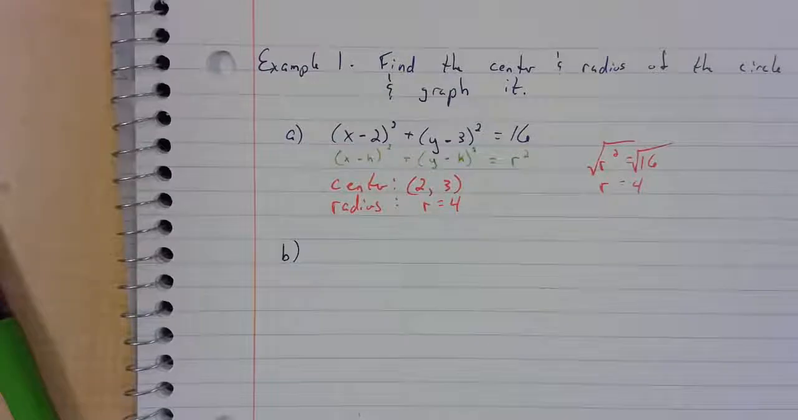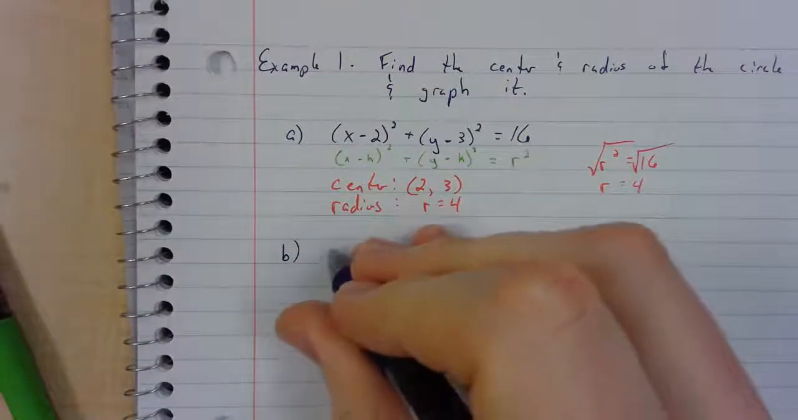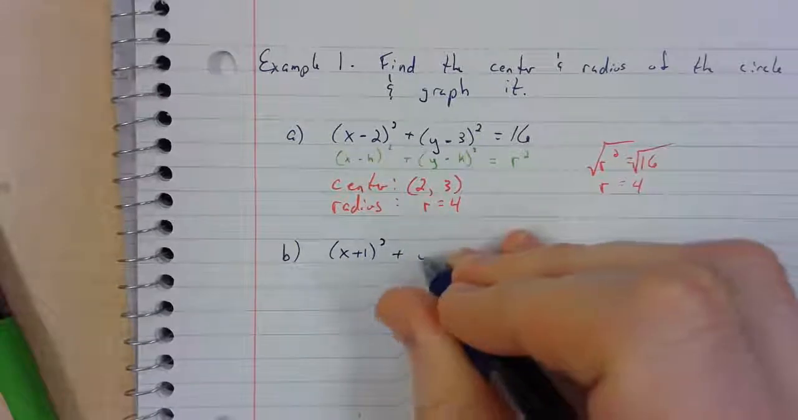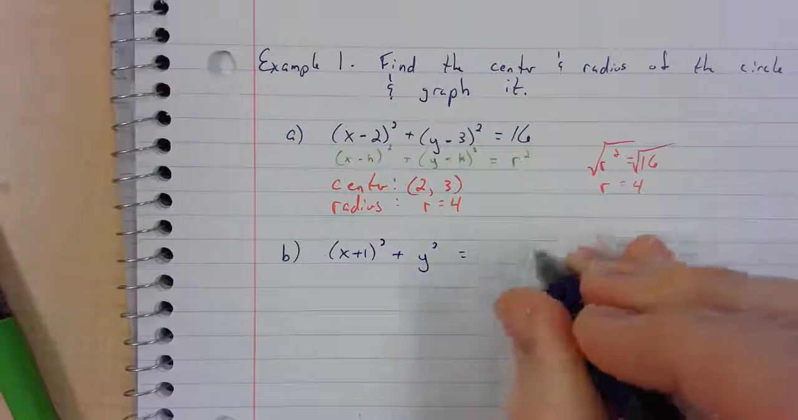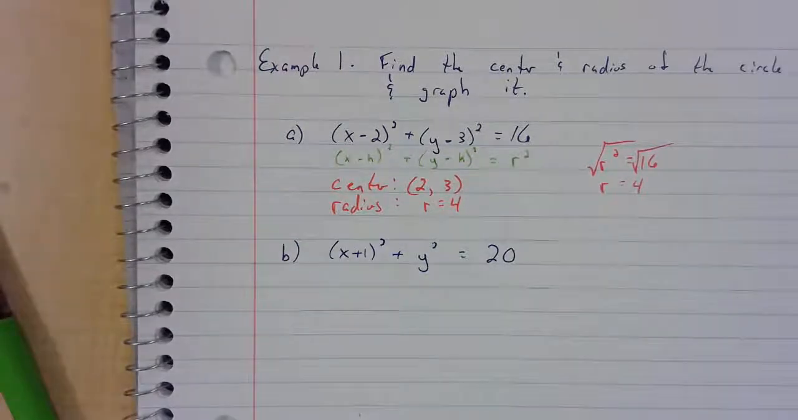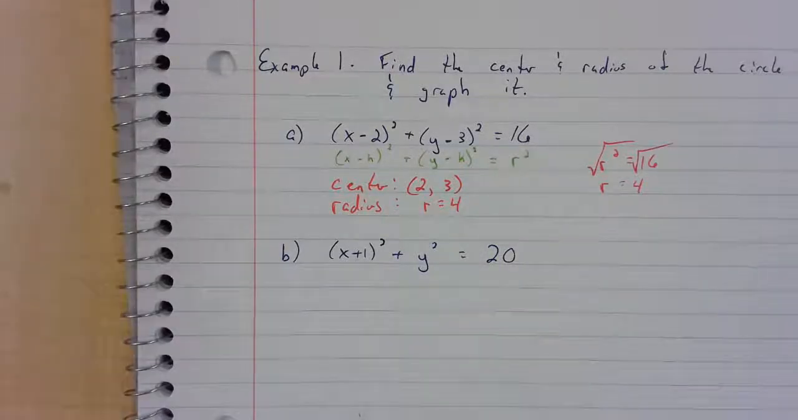Example B, x plus 1, the quantity squared, plus y squared equals, let's go with 20. Very good, Miss Sullivan. K is 0. What's being subtracted from y? Nothing. So k is 0.